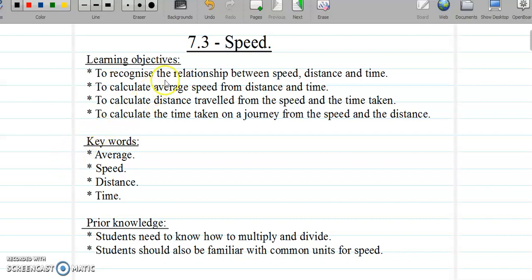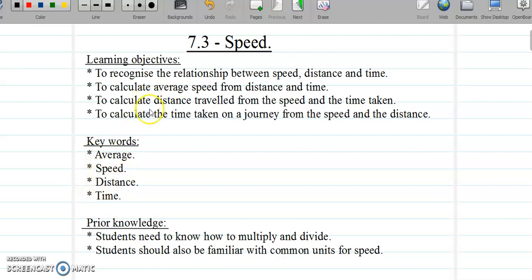Okay, in today's topic, we discuss speed. The learning objective is to recognize the relationship between speed, distance, and time, to calculate average speed from distance and time, to calculate distance traveled from the speed and time taken, and to calculate the time taken on a journey from the speed and the distance. So these are the key words we have.